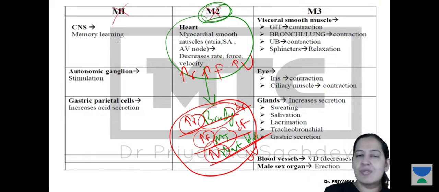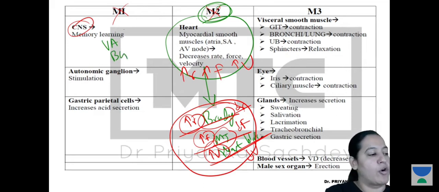Where did we use the M1 blocker? M1 receptors are present in the brain. In the brain, at two places these M1 receptors are present: in the vestibular apparatus and in the basal ganglion. These drugs block M1 receptors over both of them.